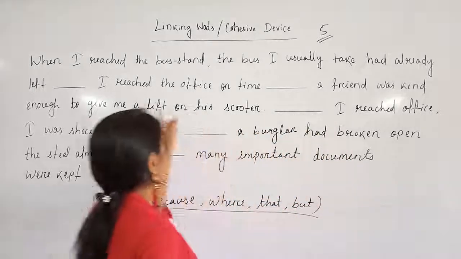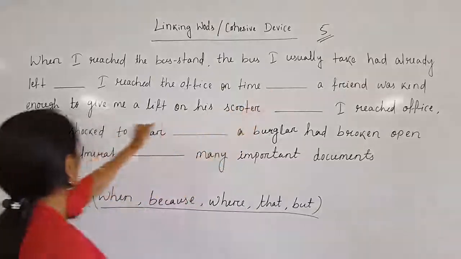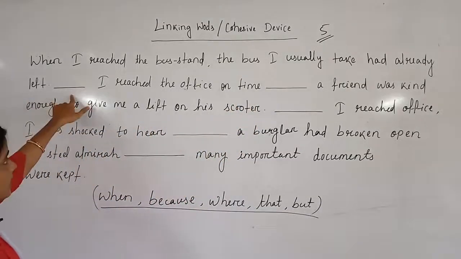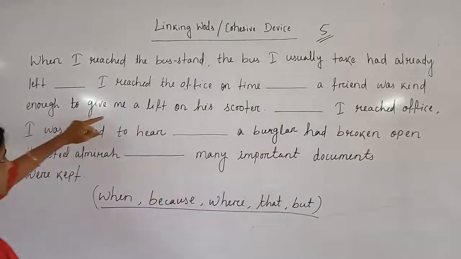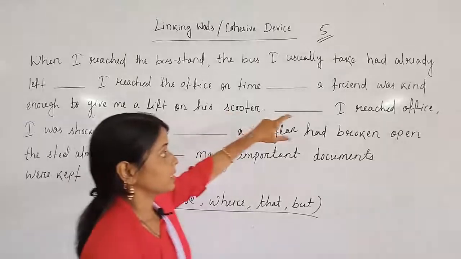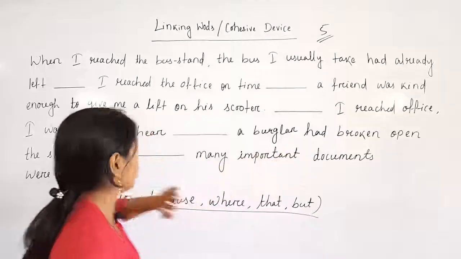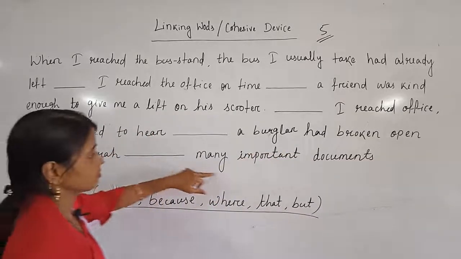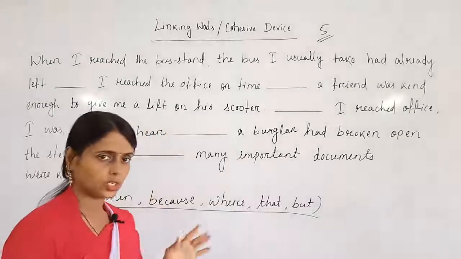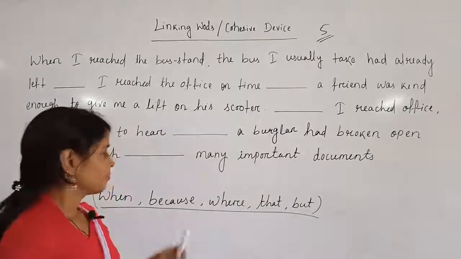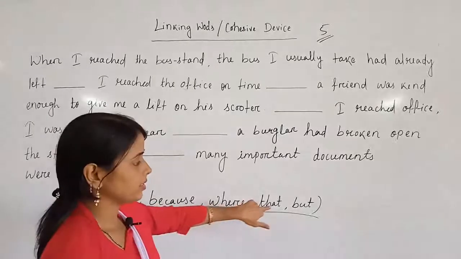Okay? So see, when I reached the bus stand, the bus I usually take had already left. Dash, I reached the office on time. Dash, a friend was kind enough to give me a lift on his scooter. Dash, I reached office, I was shocked to hear that a burglar had broken open the steel almirah. Dash, many important documents were kept. So now see, this is the passage. You can also do it. This is very easy. So these are the words: when, because, where, that, but.